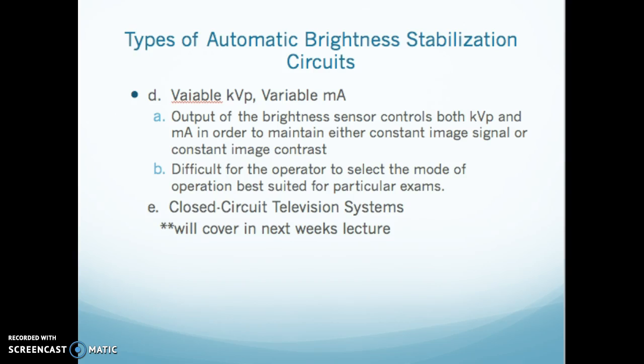Types of automatic brightness stabilization circuits continued on here. So you've got the variable kVp and the variable mA. So the output of the brightness sensor controls both the kVp and the mA in order to maintain either constant image signal or constant image contrast. Difficult for the operator to select the mode of operation best suited for particular exams. It's hard to tell. And then the last one here is the closed circuit television, which we are actually going to be talking about next week. That's all you got for your automatic brightness control and stabilization.